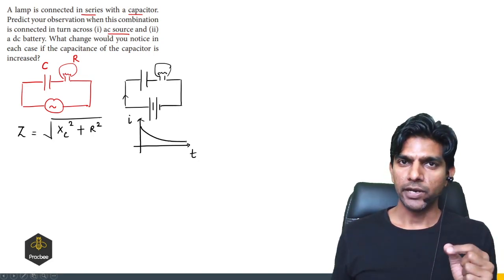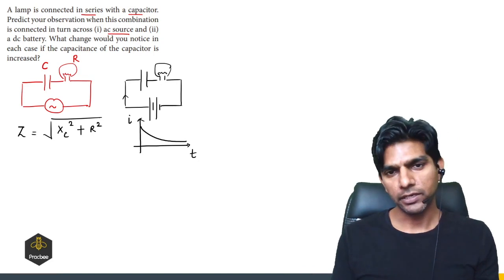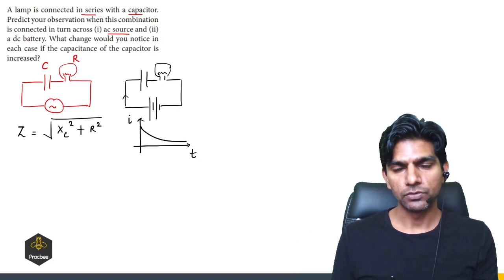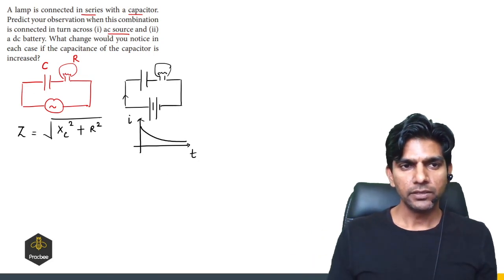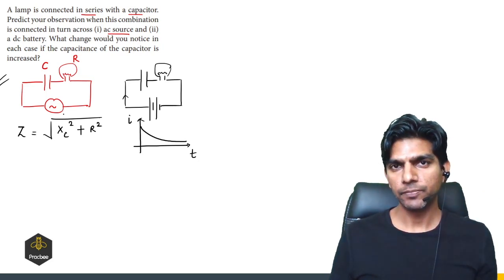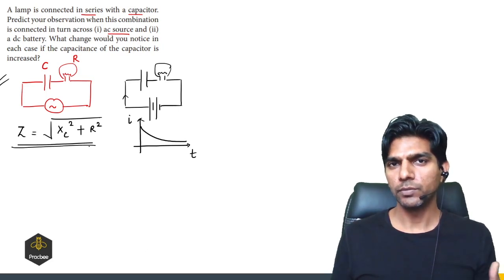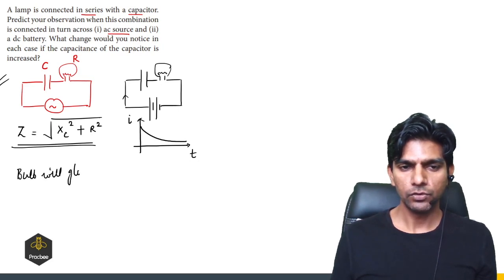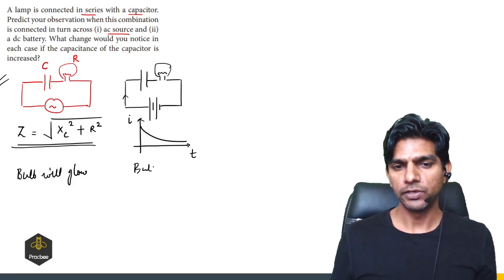As the brightness of the bulb is proportional to the square of the current, we can say the brightness of the bulb decreases and ultimately it becomes zero. There will be no brightness. But in the AC case, the bulb will keep on glowing with a constant brightness, because the resistance offered to the current is root of XC square plus R square. So in this case, the bulb will glow, but in the DC case, the bulb will not glow, right?